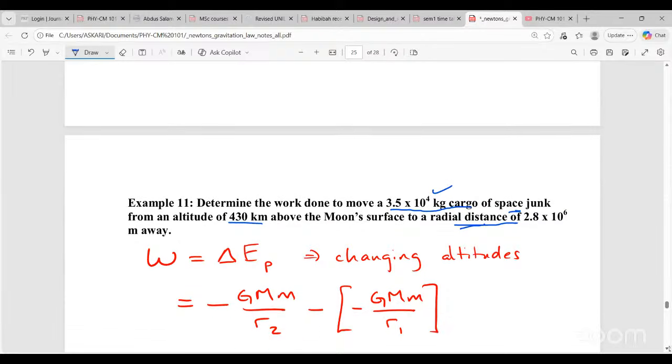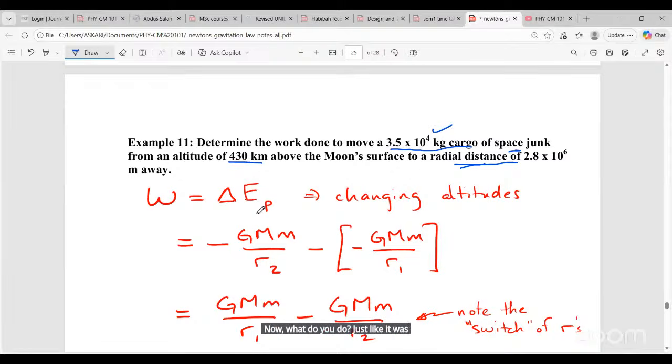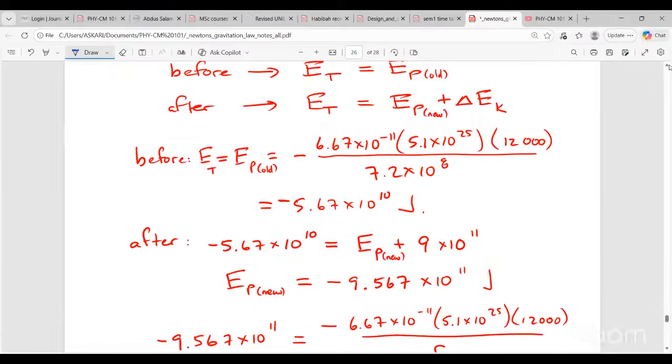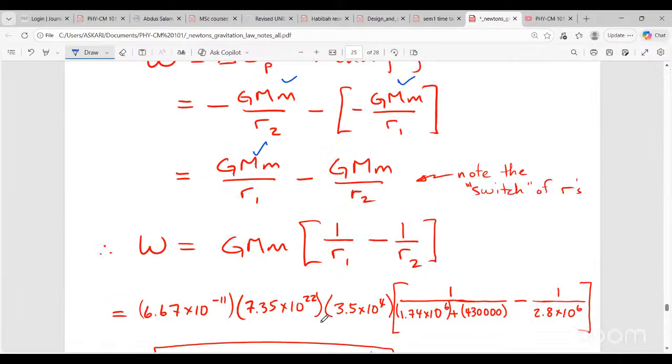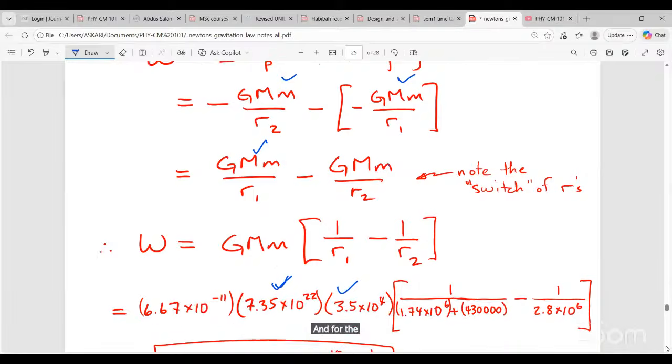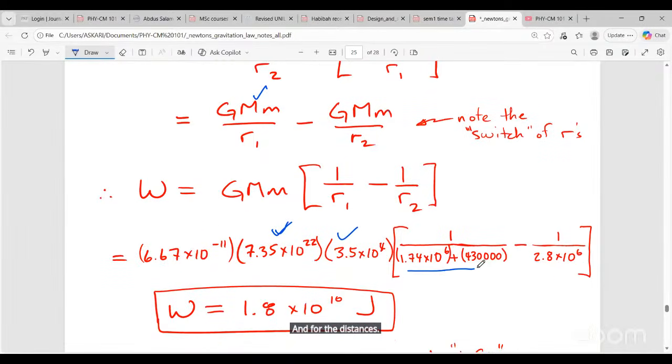Now, what do you do? Just like it was stated earlier, gravitational potential, final minus what? The initial. So because of the plus here, the initial leads, and you subtract the final from it. So when you put in the necessary parameters, this is what you have for the masses and for the distances. This is what you have. Why did we sum up here?